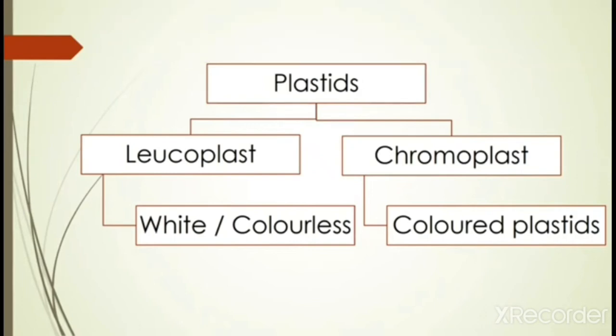Plastids. Plastids are double membraned organelles and they are of two types, leucoplasts and chromoplasts.